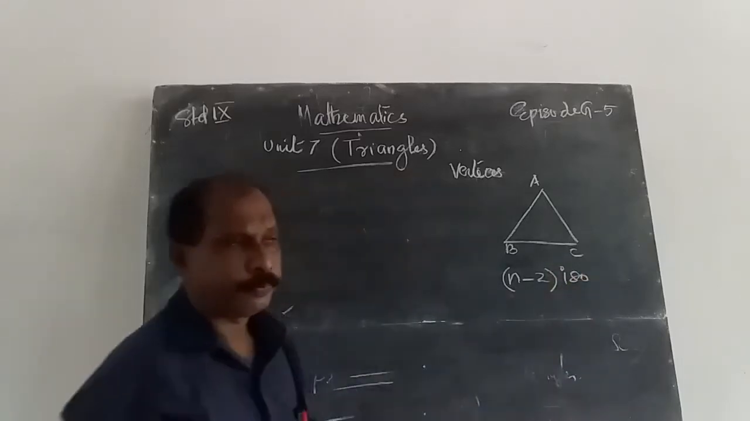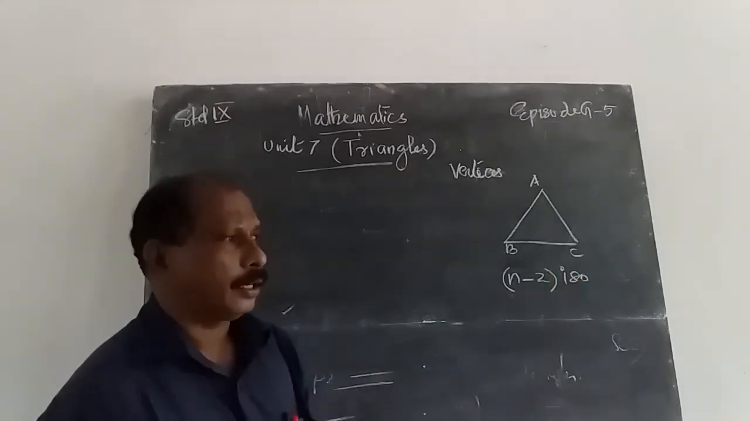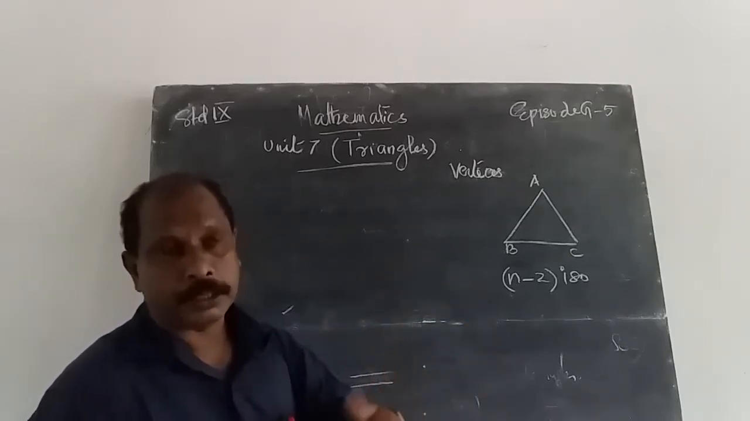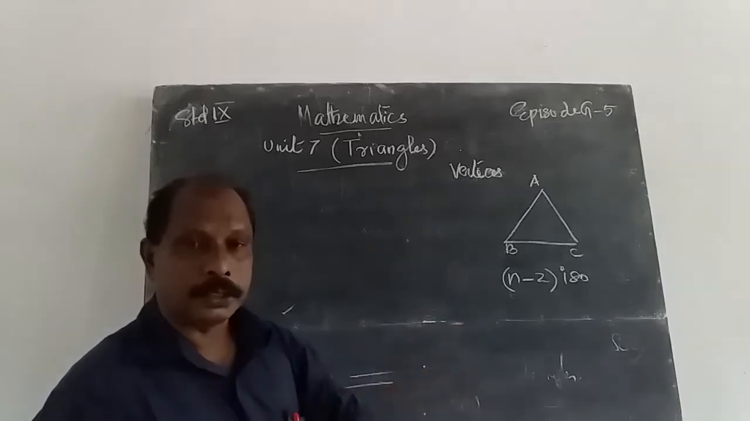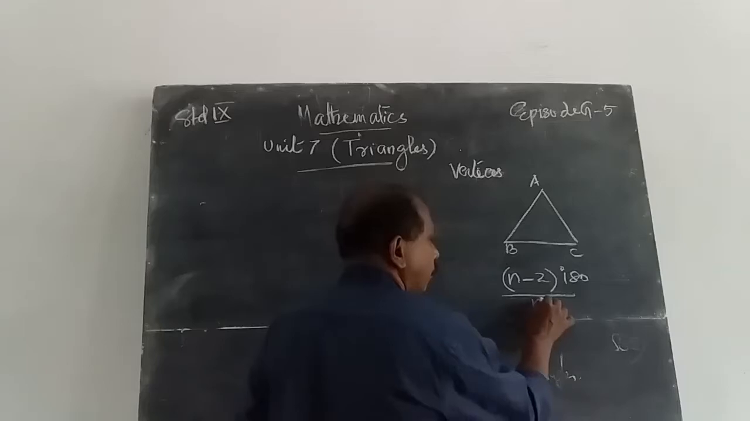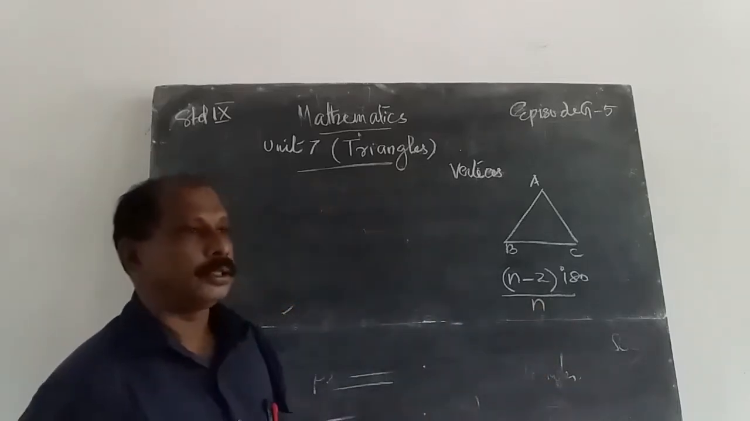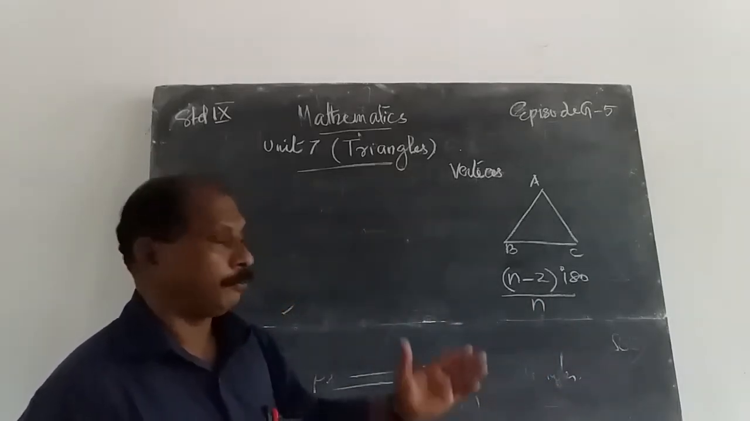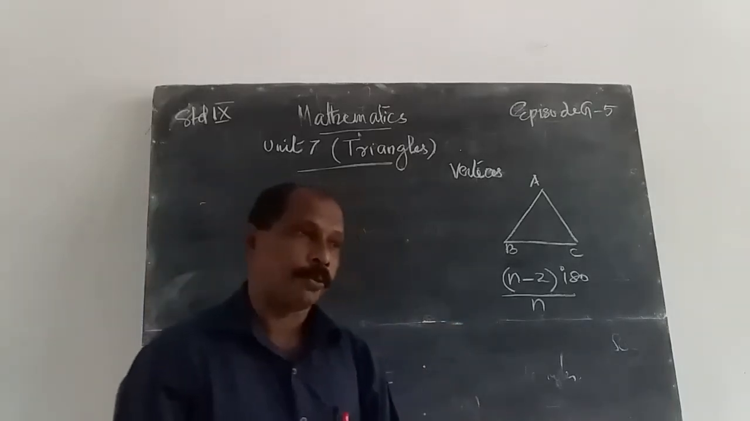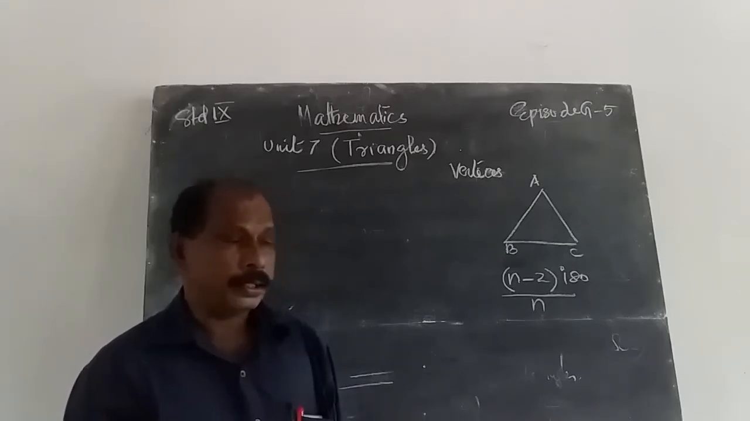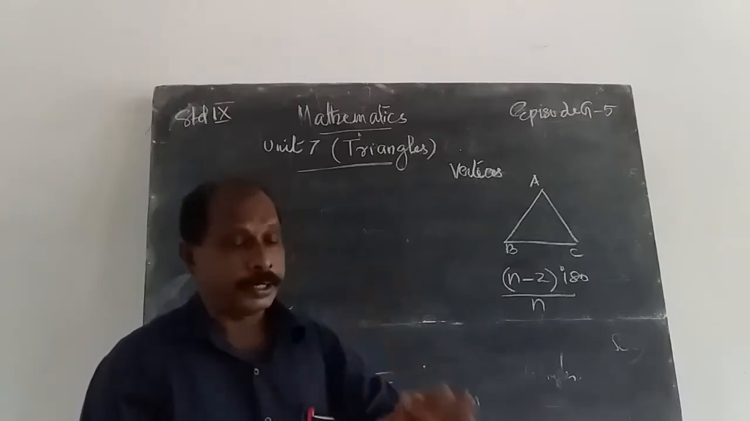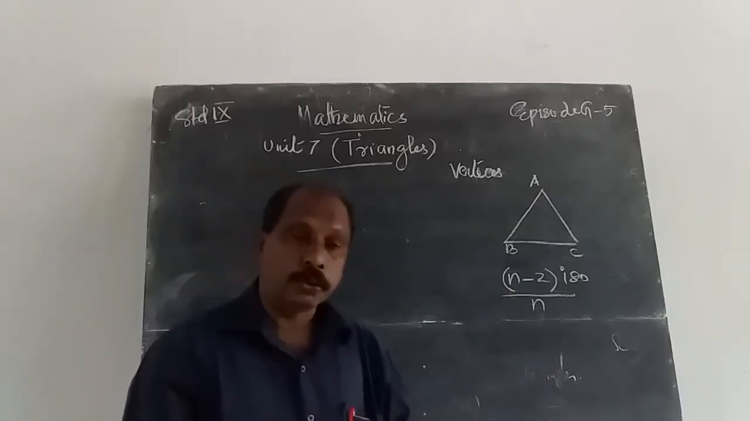If it is a regular one, means all the sides are equal in measure and all the angles are equal. Therefore, each interior angle is (n minus 2) into 180 by n. (n minus 2) into 180 is the sum of the interior angles of any polygon. And if it is regular, all the sides are equal in measure, therefore any interior angle is (n minus 2) into 180 by n.